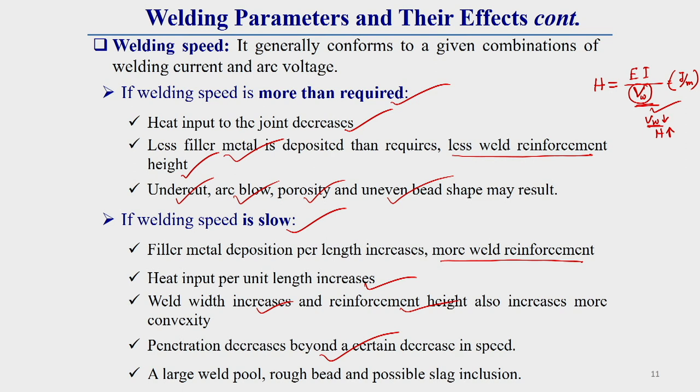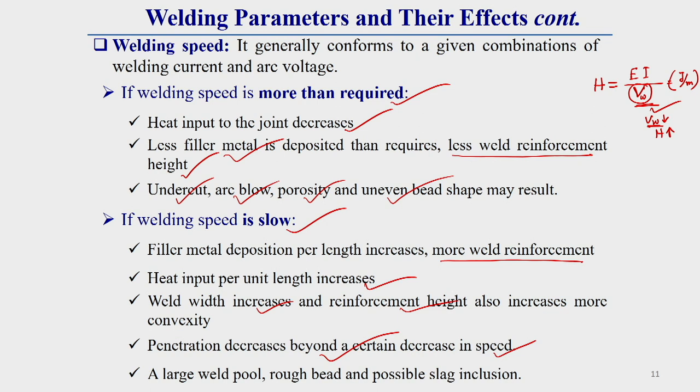Here one thing you keep in mind: never think that the higher the heat input, the higher the depth of penetration. Not like that. Higher heat input, that means slower speed, does not mean that penetration will keep increasing. It has a limit, and after that limit penetration does not increase. That's why it is written here that penetration decreases beyond a certain decrease in speed. After further decrease of the welding speed, penetration is not affected. How it is, I will discuss in the next slide.